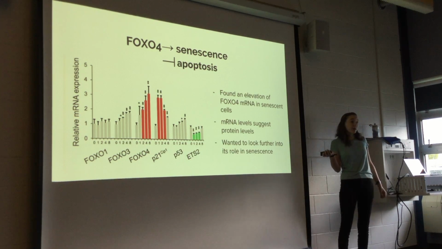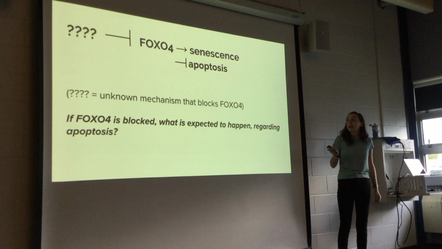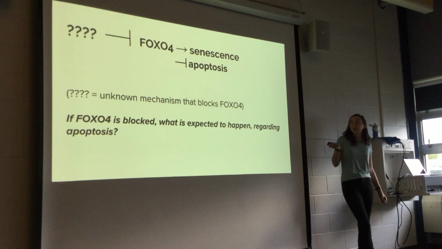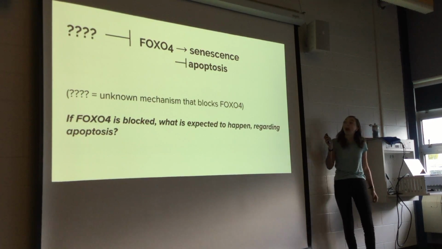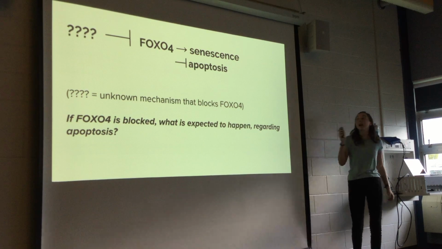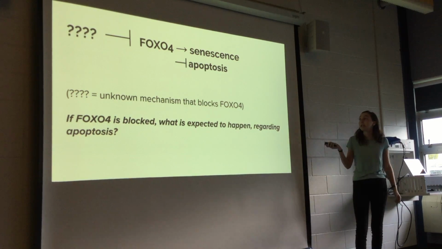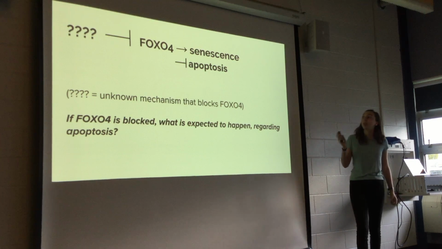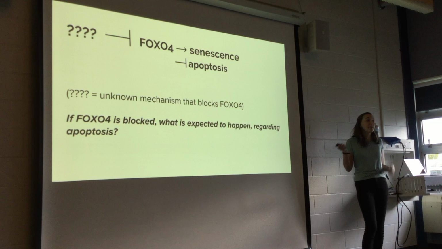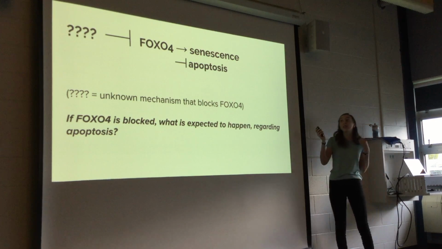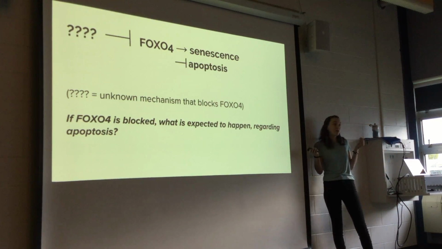So they wanted to look further into that in the paper, and they came up with an idea. They thought, what if we actually blocked FOXO4? So again, FOXO4 plays a role in leading to senescence and inhibiting apoptosis. So the researchers wondered, what if we were to block FOXO4? What would happen? So I'm going to ask you guys the same questions. If you were to block FOXO4, what would you expect to happen?